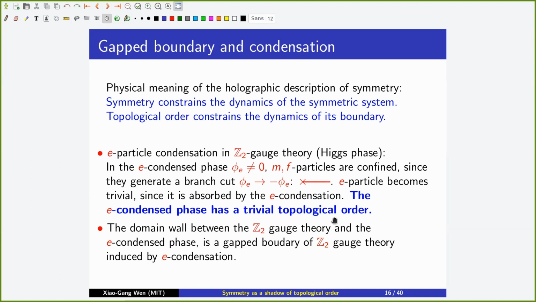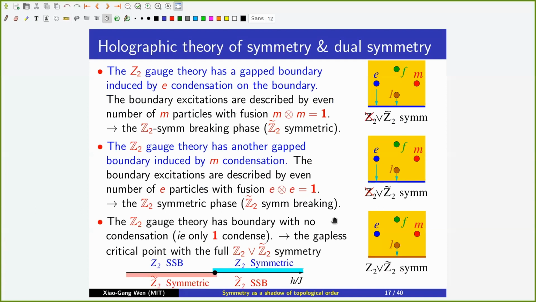Okay. So using this picture, we say that, for example, like just described, we can condense the E particle to get a trivial phase, and the domain wall between that trivial phase and this Z2 topological order is basically induced by E condensation. And more generally, you can also say one, the trivial part, always condenses. So the condensed algebra is 1 and E. These two form a condensed algebra. We condense this collection of anyons and form a boundary.